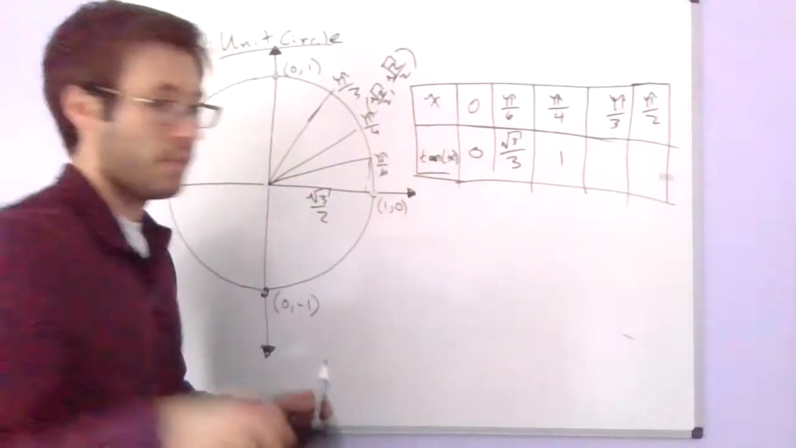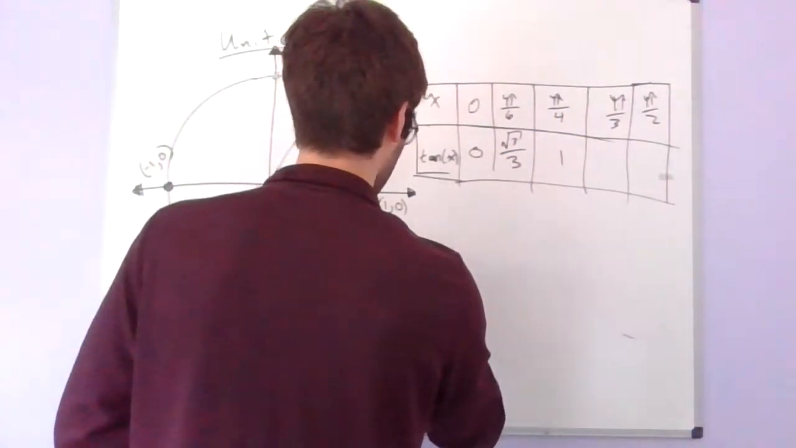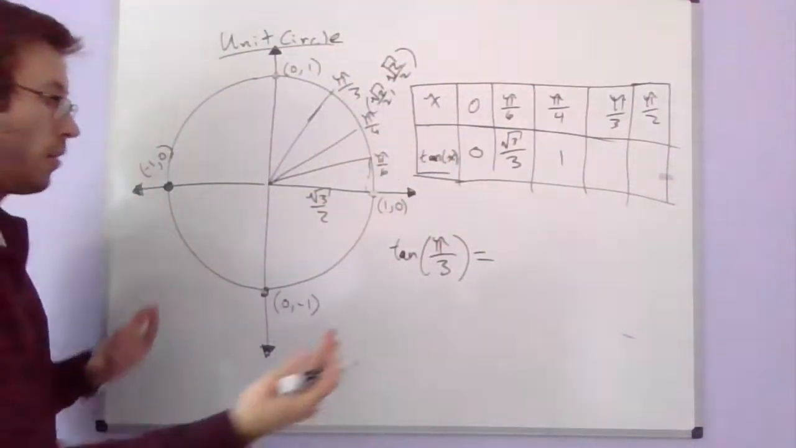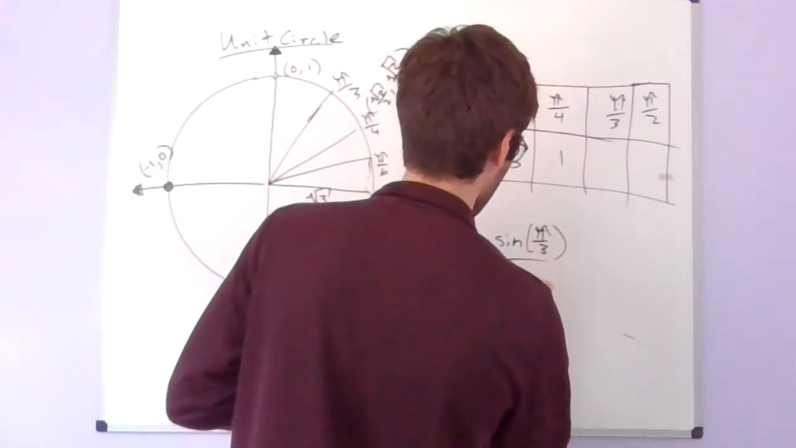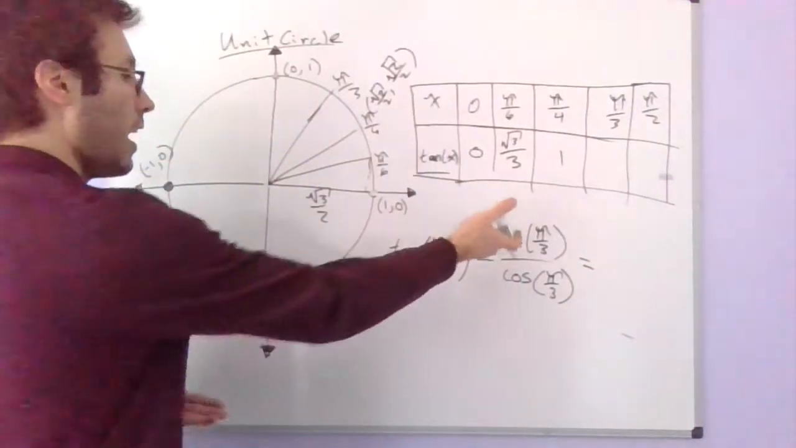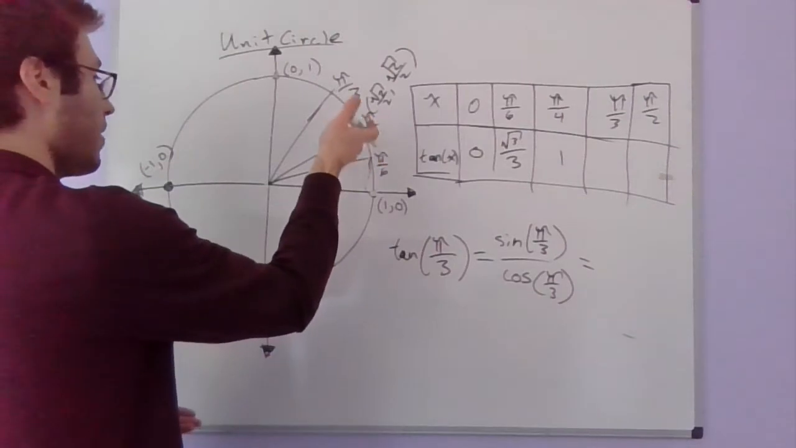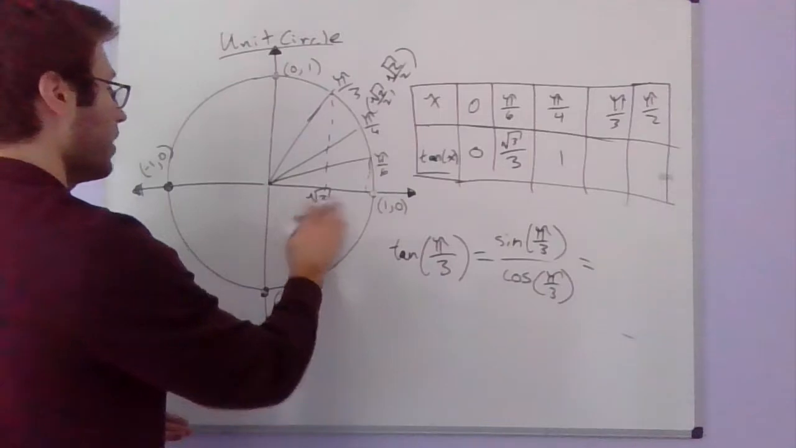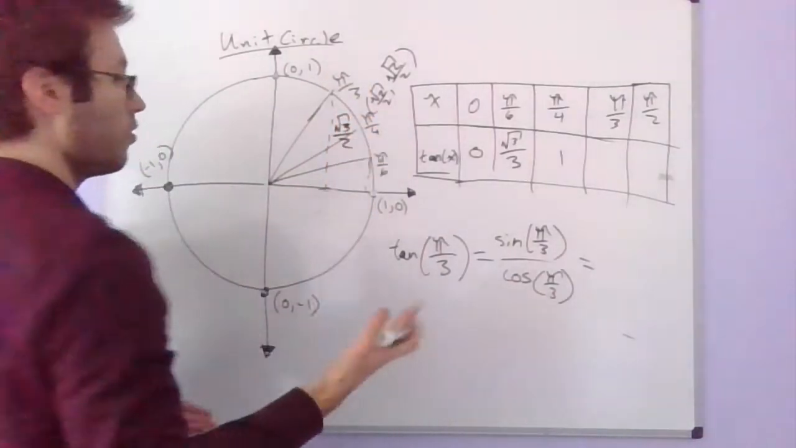All right. Tangent of pi over 3, or 60 degrees. We know it's sine of pi over 3 over cosine of pi over 3. Now, sine of pi over 3, so it keeps on getting a little bit bigger each time. So it starts off at 1/2, square root 2 over 2, square root 3 over 2. It's the long side here. So we're looking at pi over 3. It's square root 3 over 2 for my y coordinate.